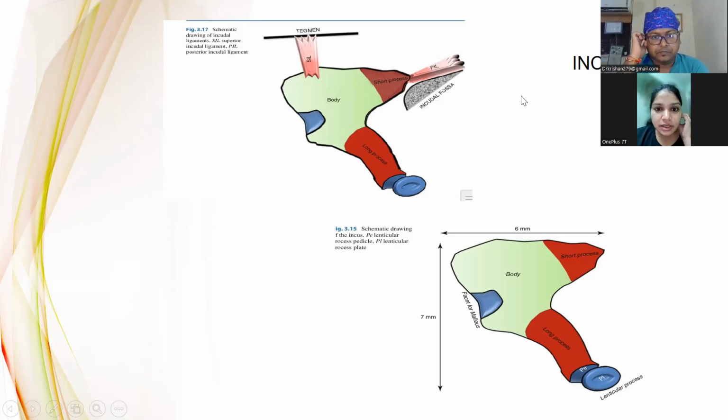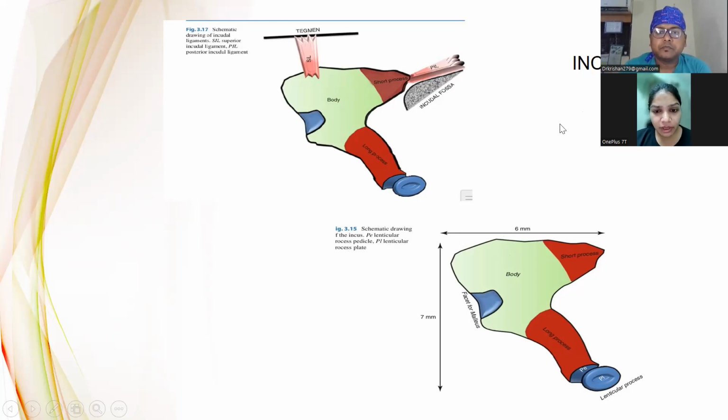Okay, and this short process of the incus, we call it the fossa incudis because it is occupying a small area there. And in this diagram also we can appreciate how this incus is attached to the various other ligaments. That is the superior incudal ligament and the posterior incudal ligament.